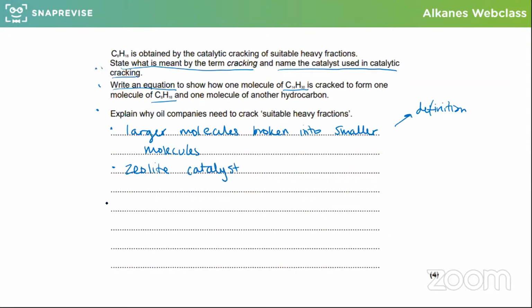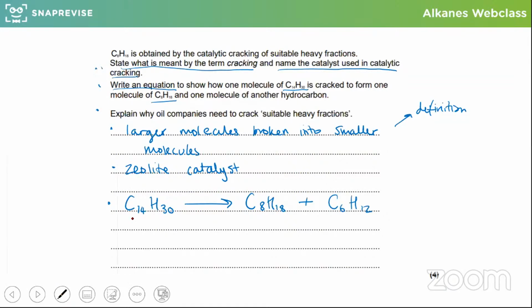Then it says write an equation to show how 1 molecule of C14H30 is cracked to form 1 molecule of C8H18. So what else is going to be produced then, guys? If we produce C8H18, what else is going to be produced? Well, brilliant, well done. Zeolite catalyst. I think you probably should know zeolite in AQA, from what I remember. Oh, we've got some differing numbers going on. Just double check your maths. It should be C6H12 because we're literally just doing the maths. 14 minus 8 gives us 6 and 30 minus 18 gives us 12. So we should have 6 carbons and 12 hydrogens left over.